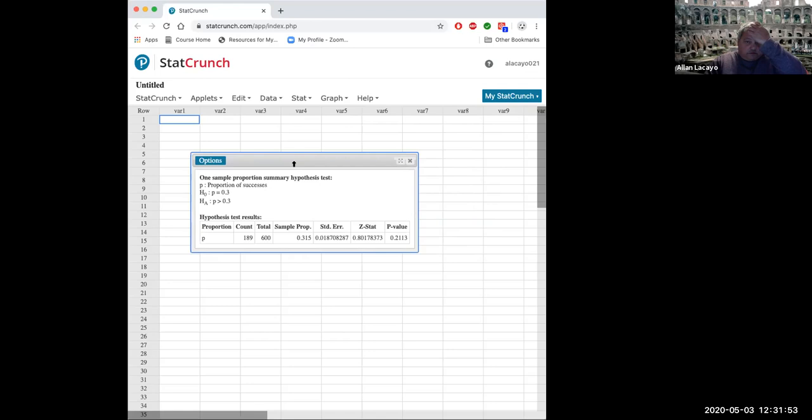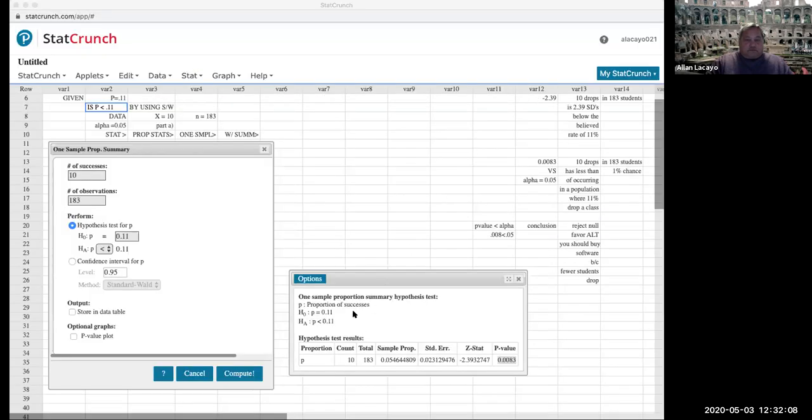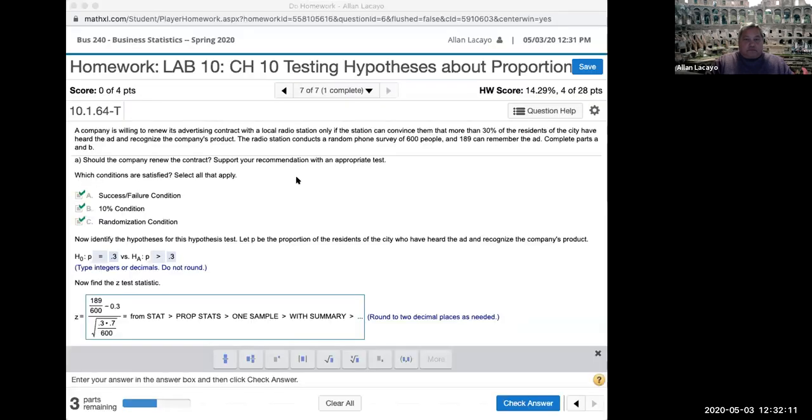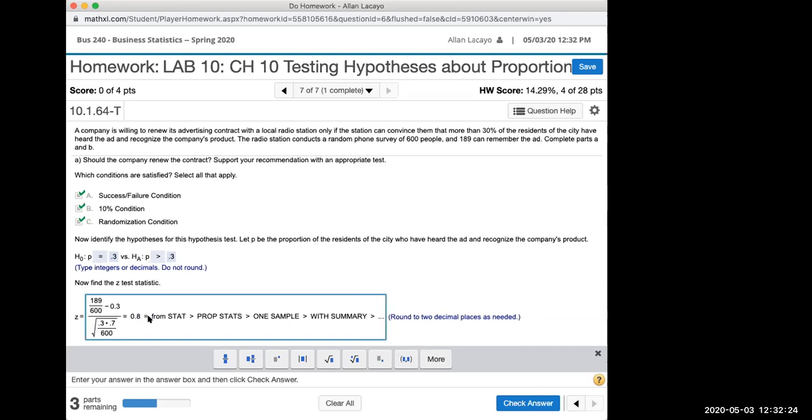And so this is the test statistic, and this is the p-value. The test statistic is 0.8.